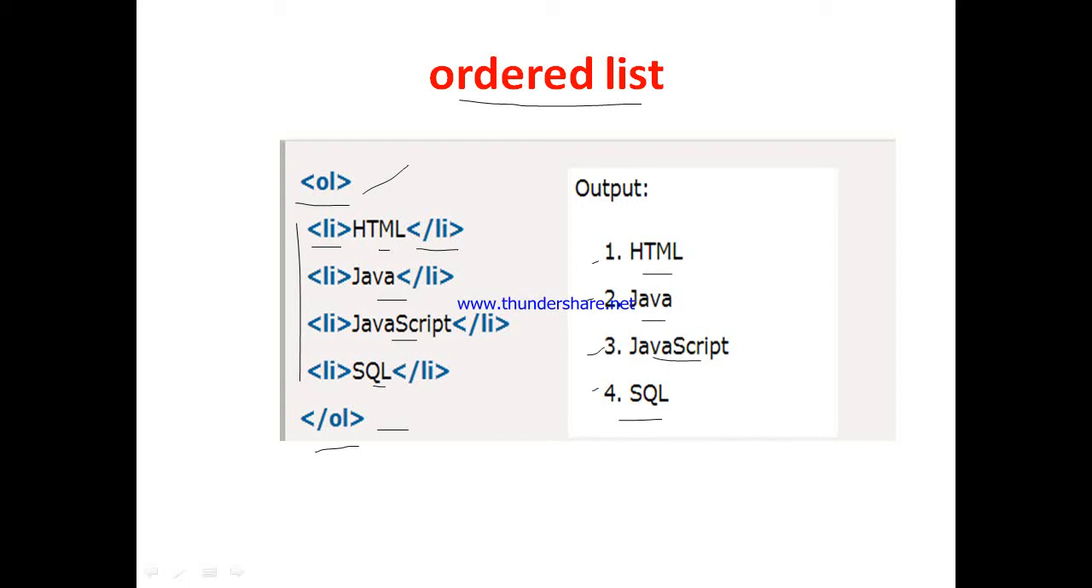If you want Roman numbers, then we have to define type equal to Roman number. Suppose you want values like A, B, C, D, then we have to define the attribute type equal to A. If you want capital Roman numbers, capital I, capital II, then we have to define type equal to capital I. So depending upon that type value, the numbering will vary. We'll see all these values in detail in the next topic.